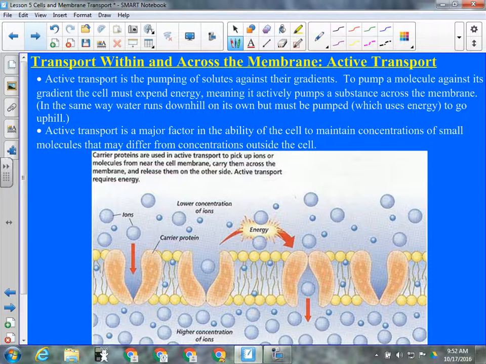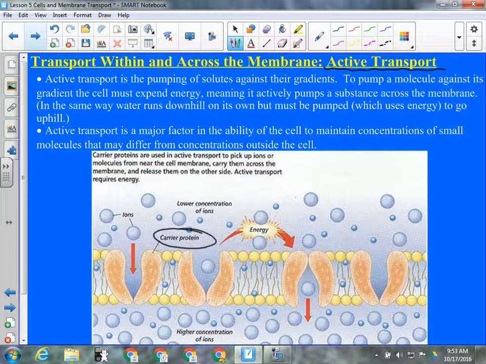All right, transport within and across the membrane by active transport. Active transport is just like its name would imply, active. It is not a free process. The cell invests energy in this process, and in this case, you get what you pay for. Active transport transports material very quickly across the membrane, and it does that using carrier proteins. Make sure you make note of the use of carrier proteins and energy.